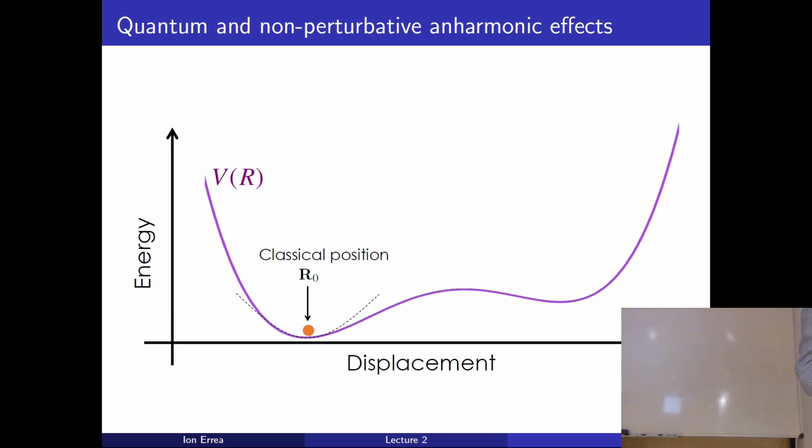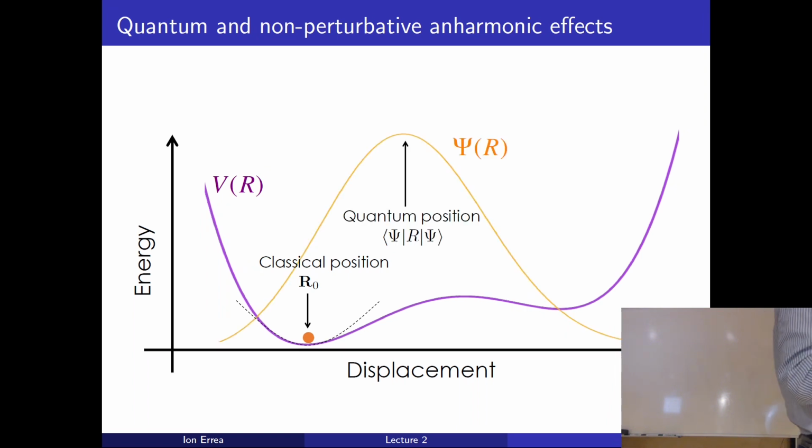Okay, I know the term classical is confusing here, because we can solve this harmonic problem with quantum mechanics, as Francesco explained, if we go to creation and annihilation operators and so on. But it's classical in the sense that the ions are at the classical position, as if they were a ball, and they vibrate around that position, okay?